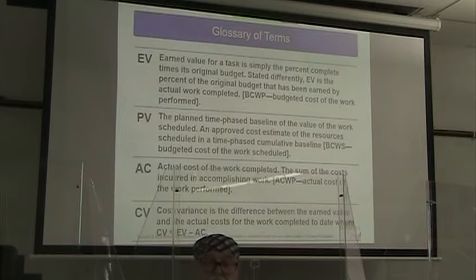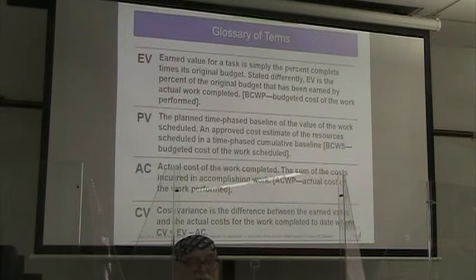As a reminder, here are terms that we use within this system. EV is earned value for a task. It's simply the percent complete times the original budget. So the earned value is the percent of the original budget that has been earned by actual work completed, or BCWP, the budgeted cost of the work performed.